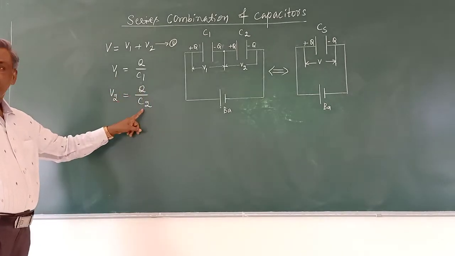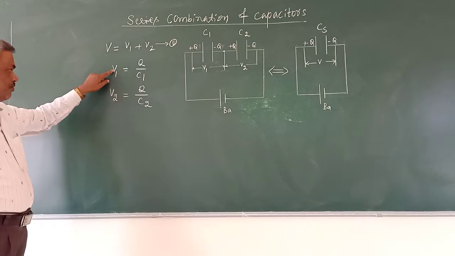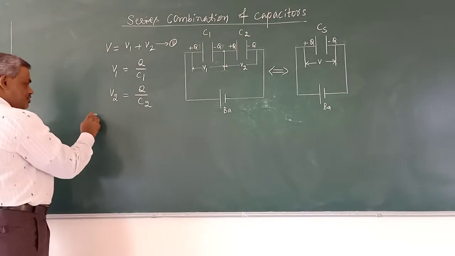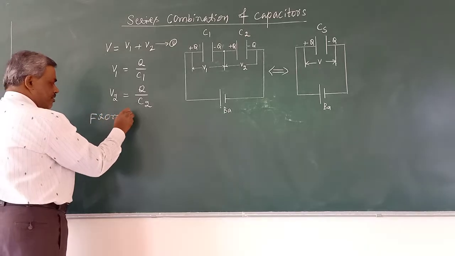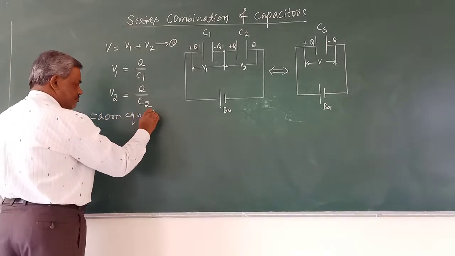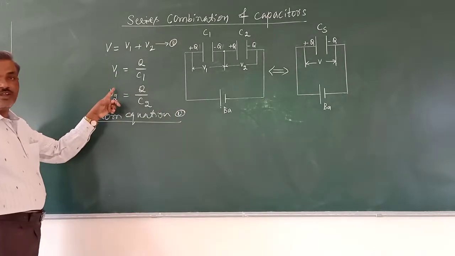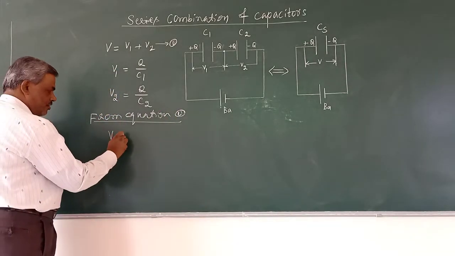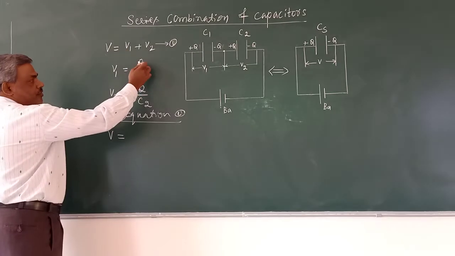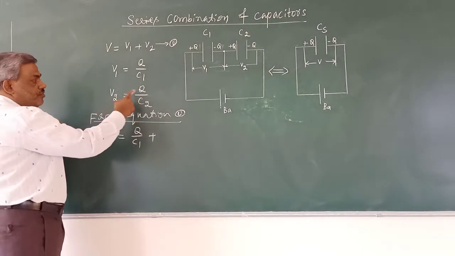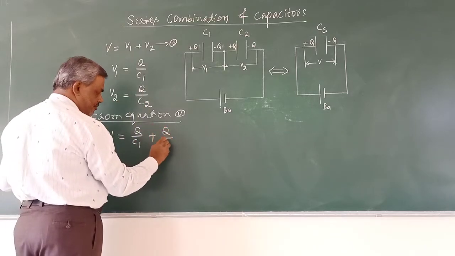V2 equal to Q by C2. Now substituting for V1 and V2 value in equation 1. So from equation 1, substituting for V1 and V2 value. So V equal to, so V1, what is V1? Q by C1. V2 equal to Q by C2.